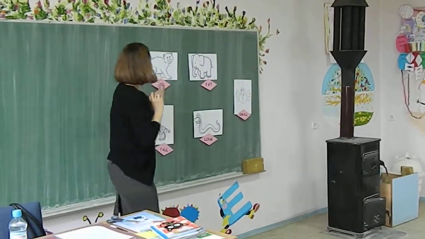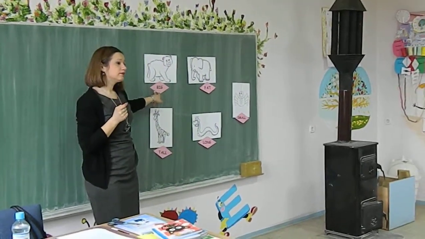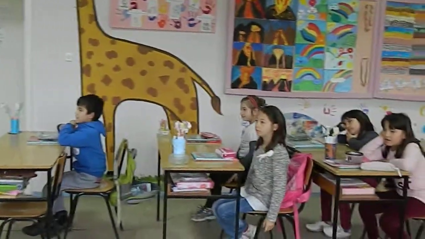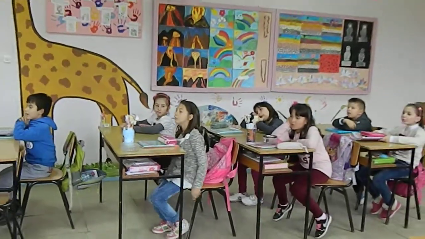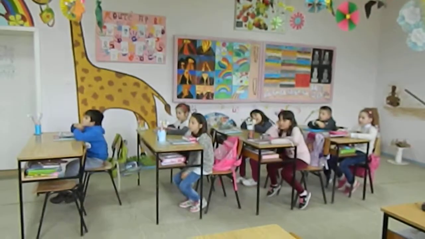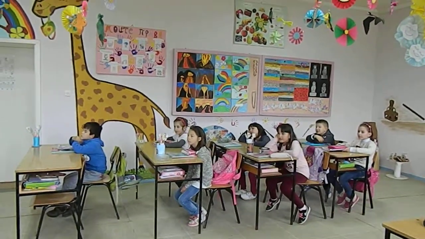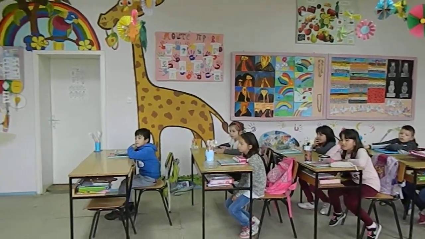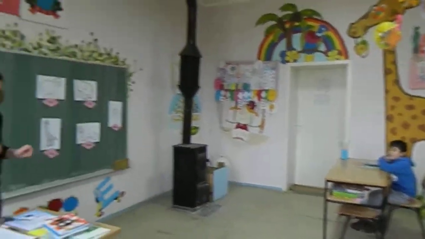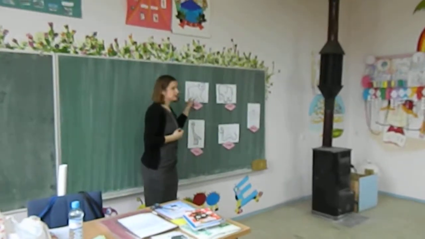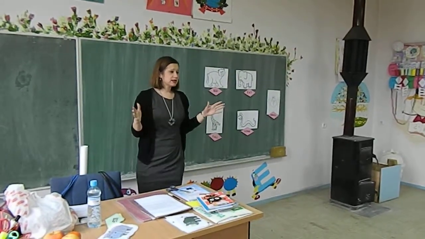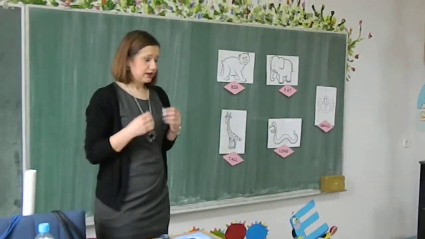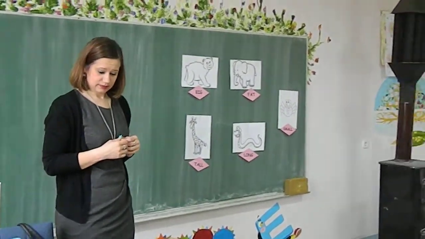Okay, so once again, big bear. Fat elephant. Small spider. Long snake. Tall giraffe. Okay, thank you. Now, can you say this sentence, please? The whole sentence? It's a big bear. Again. It's a big bear.